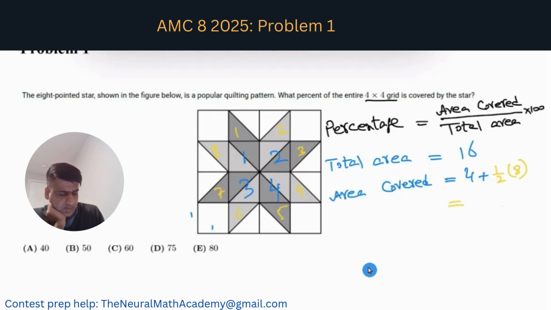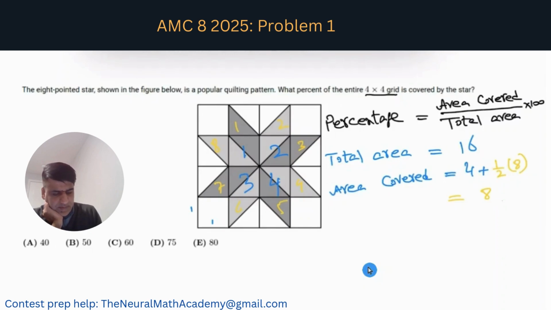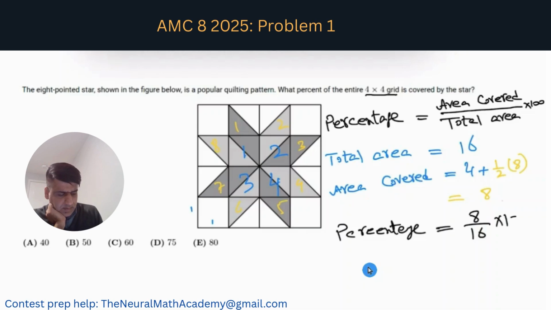And now if I calculate the total area that is covered, that is 8. And now to find the percentage, I can plug these values in. That is equal to 8 over 16 multiplied by 100, and that is then 50%. And the answer is then B.